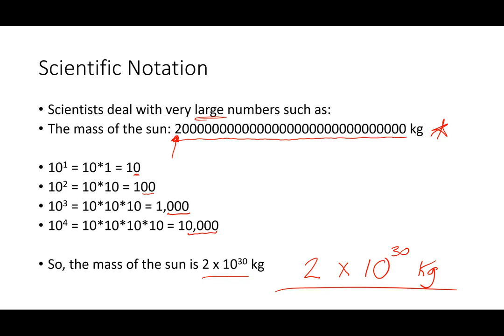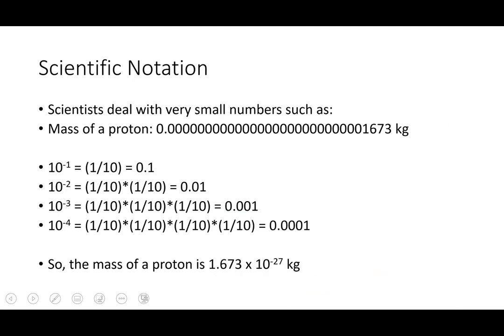Scientists don't just deal with large numbers, however. In chemistry, specifically, we talk about very small numbers. So the mass of a proton is this very, very small number. It looks large, but it's very small because the decimal is right there. Okay, so it's a fraction of a kilogram, a very small fraction.